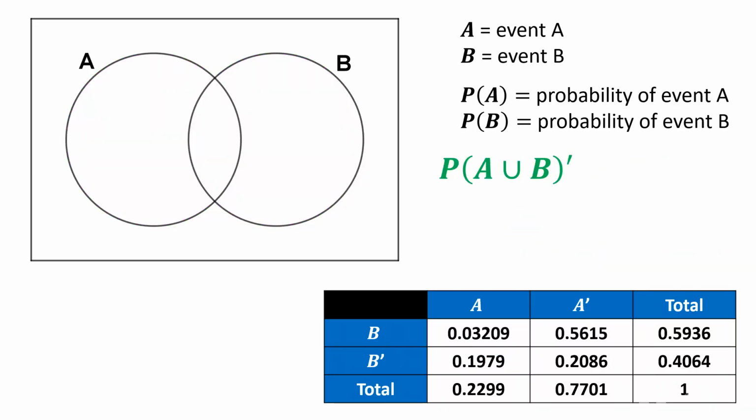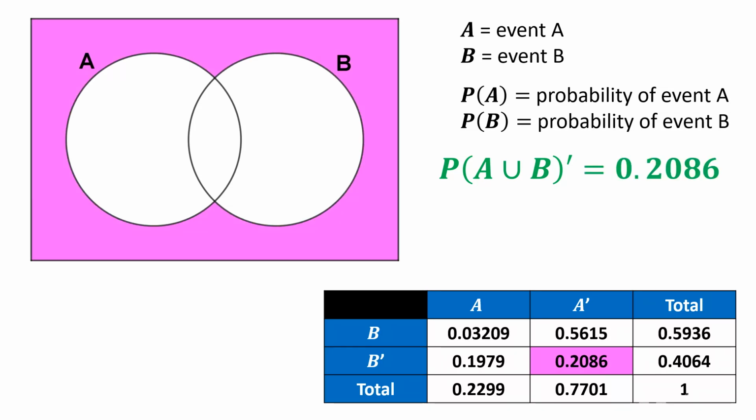Right, what about this notation? P bracket A union B with a dash. That's basically what we've just talked about, but the dash means everything outside. So instead of being inside the circles, it's everything outside. It's basically the students that are not taking a mathematics subject for the year. And in this example, reading off the table, it's 0.2086. There is another way to write this, the probability of the intersection of not A and not B. So it's basically the intersection of neither A or B, it's everything outside.